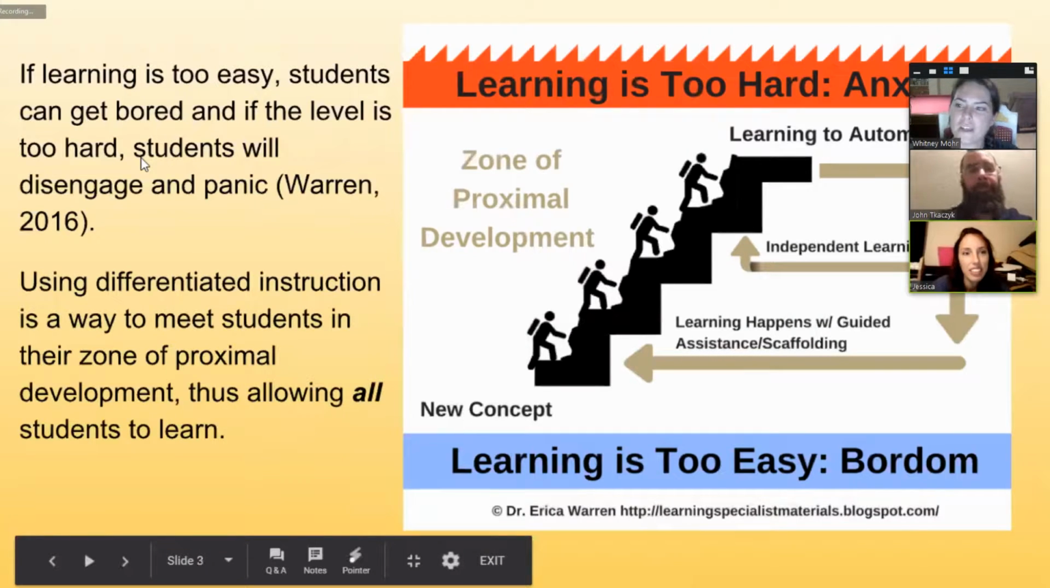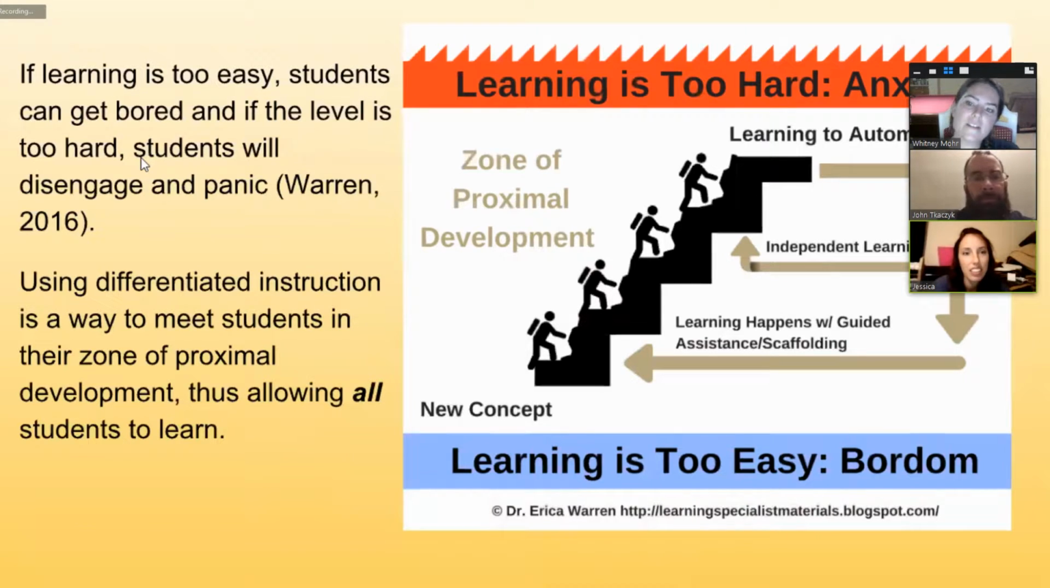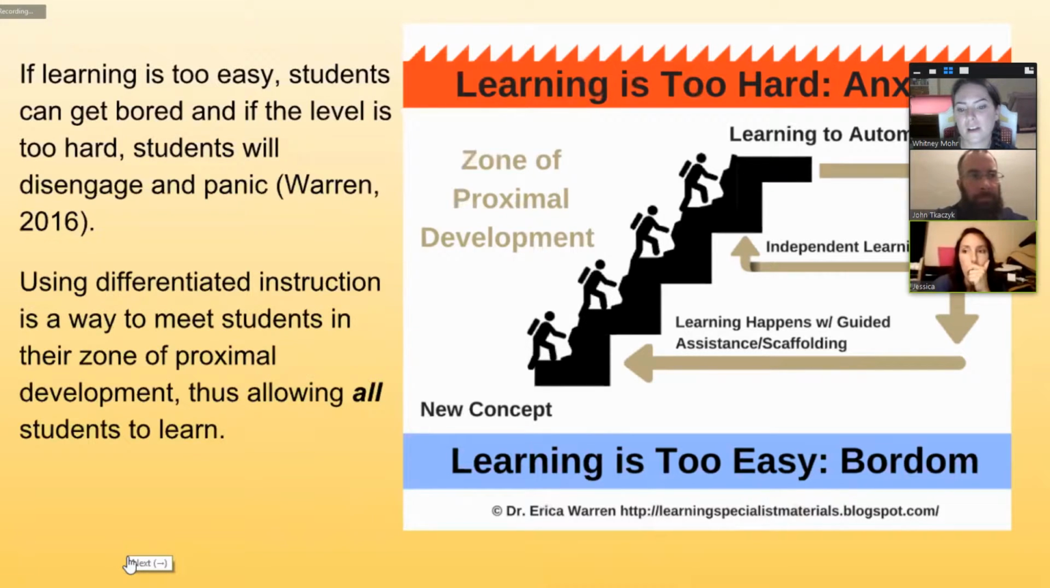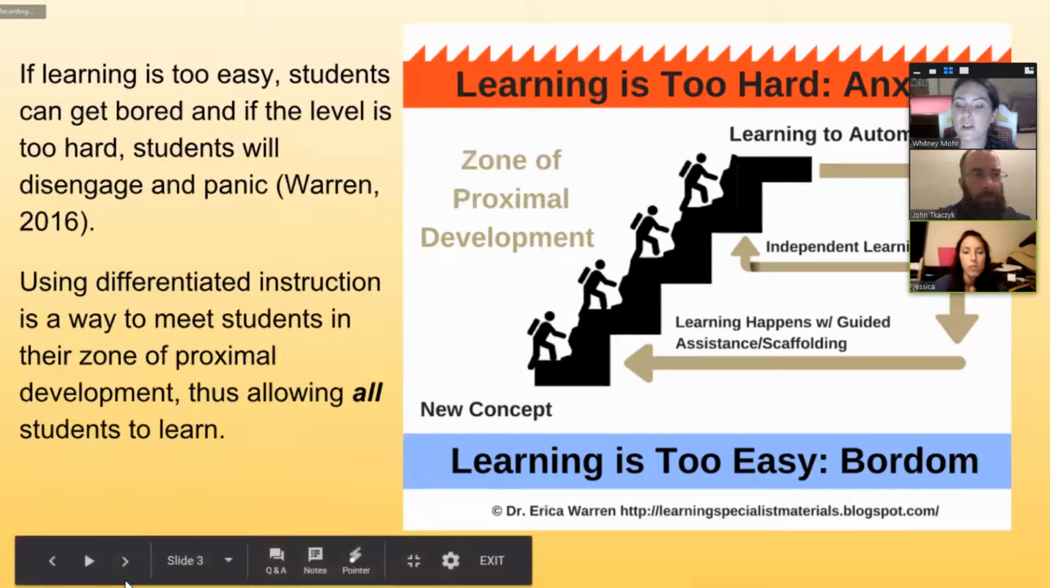So we know that all kids have different learning styles and different needs that affect them as they are in our classrooms. Another idea that helps us to understand that every student is different is Vygotsky's idea of the zone of proximal development. If learning is too easy, students will get bored, and if learning is too hard for them, they're going to give up. So if we can apply differentiated instruction, then we're going to meet our students within their zone of proximal development, and we're going to be able to allow all students to learn.